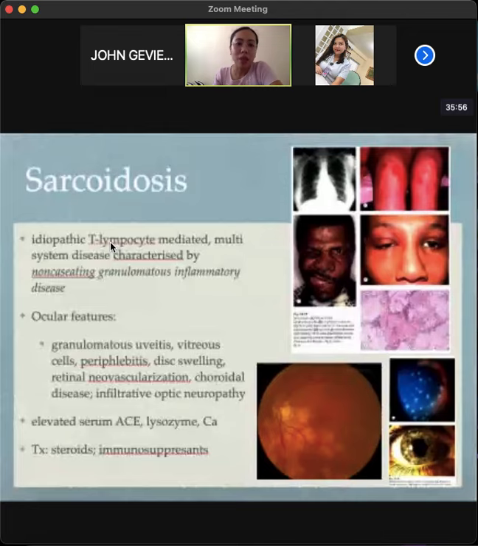Sarcoidosis is common in blacks and in 40 to 50-year-old patients. It is an idiopathic T-lymphocyte-mediated multisystem disease, a non-caseating granulomatous inflammatory disease, and it initially affects the lungs. Again, there is a granulomatous type of uveitis. Typically, the treatment would be steroids.